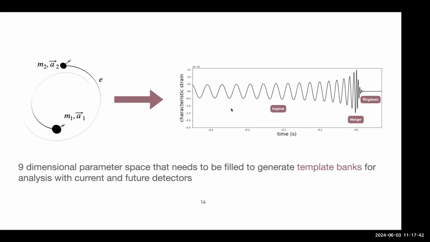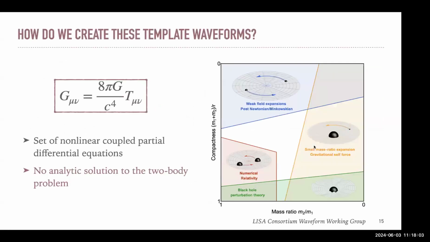So in an ideal world, we would have a one-to-one correlation here, where we could just solve and model and know exactly: these are the masses, these are the spins, this is exactly what the gravitational waves would look like. That's what we want to have, a template bank of these gravitational waveforms. But how do we actually do this in practice? How do we actually produce those waveforms?